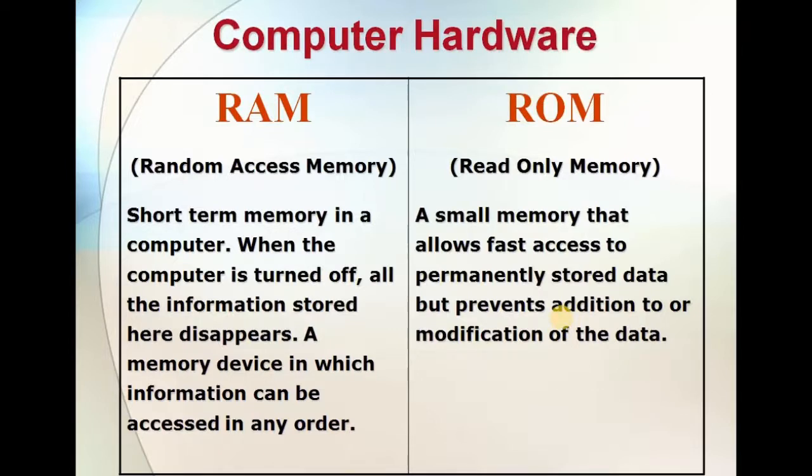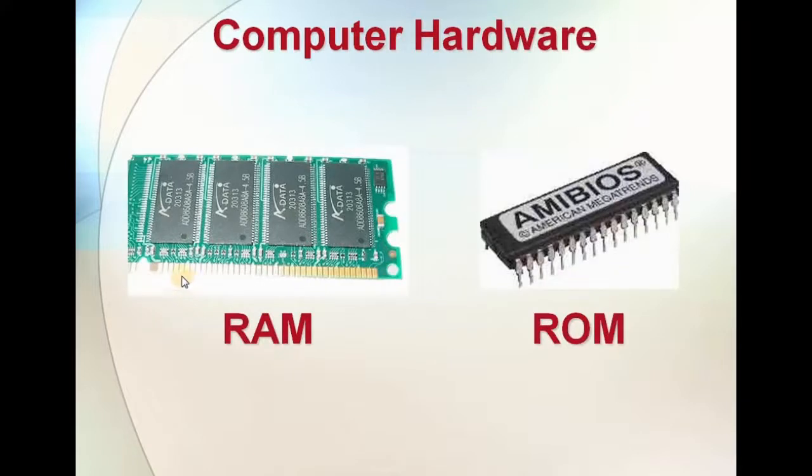We can just access the data or the information. That's why we call it read only memory. We can just access the information, but we cannot do any modification or alteration. So it is a small memory that allows fast access to permanently stored data but prevents addition to or modification of the data. So this is what we call the RAM, and this is the ROM.